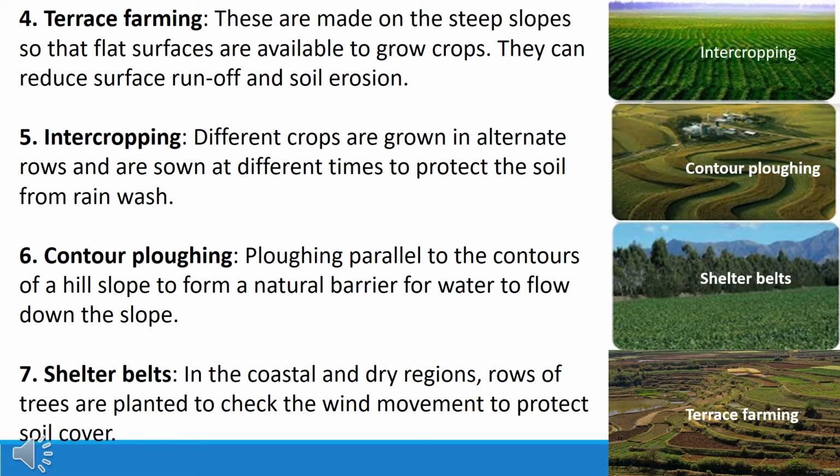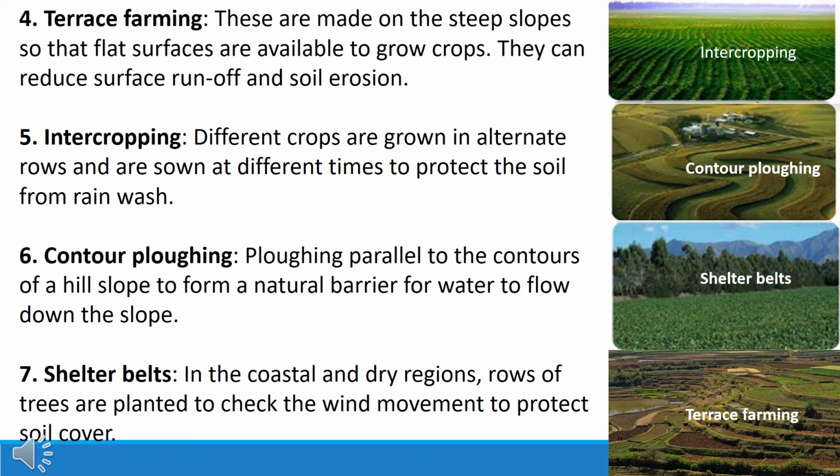Contour plowing is another method of soil conservation. Plowing parallel to the contours of the hill forms a natural barrier for water to flow down the slope. So they are parallel to the contours. Around the hill, the cultivation will be done.